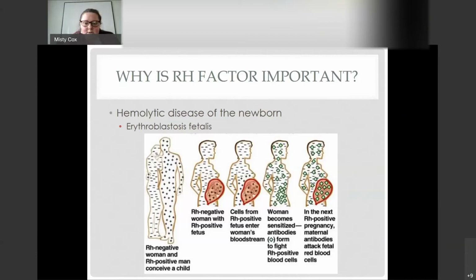If the woman is Rh negative, she gets those shots when she finds out she's pregnant, and it prevents this process from happening. So you can carry the pregnancy to full term, and the baby's blood is perfectly fine. Any questions about this?